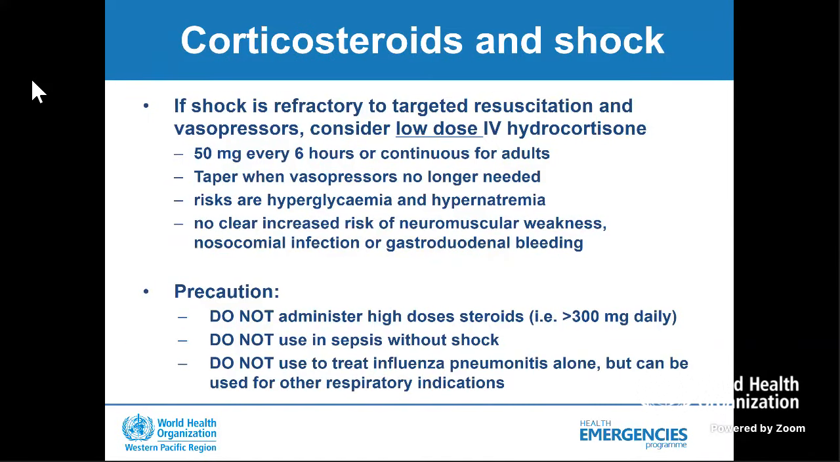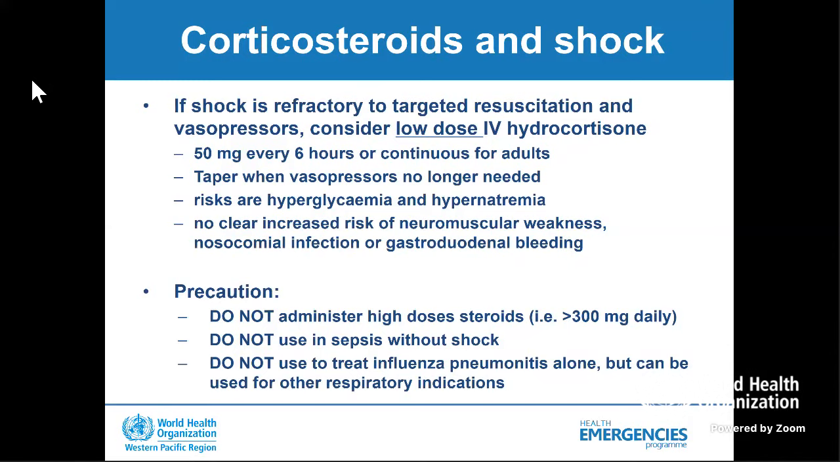So a few other drugs that we'll talk about are corticosteroids. There have been many studies evaluating the use of corticosteroids in sepsis and septic shock. So if shock is refractory to targeted resuscitation, which means you're giving fluid and you're also requiring escalating doses of vasopressors, then you could consider adding IV low-dose hydrocortisone.